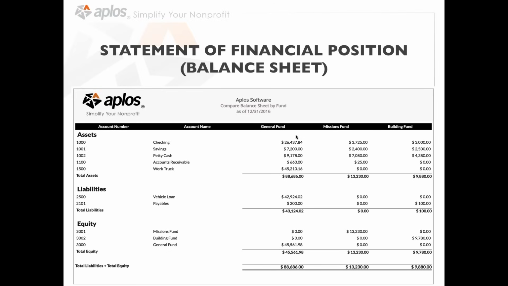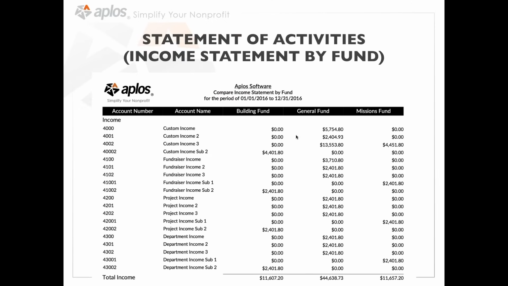Move over one column and you've got the same thing for a missions fund. So $3,725 in checking, $2,400 in savings, $70.80 in petty cash, $25 accounts receivable, no debt, leading me to an ending fund balance of $13,000 and change, and then the same with the building fund. So you would be able to run a balance sheet which sums all of this to show my total assets, total liabilities, total equity. But in a fund accounting system, you'll be able to get to a balance sheet by fund just because you've been tracking the funds throughout every single transaction.